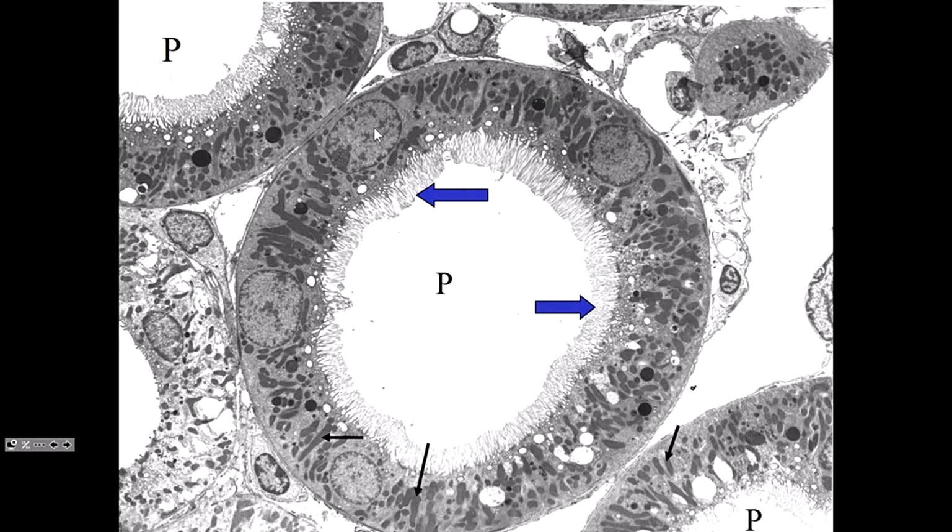We can see the nuclei. Now we're picking up mitochondria in the cytoplasm, as well as a few other organelles. And we can make out microvilli much finer. Okay, so we're getting a much better level of resolution with a transmission electron microscope.